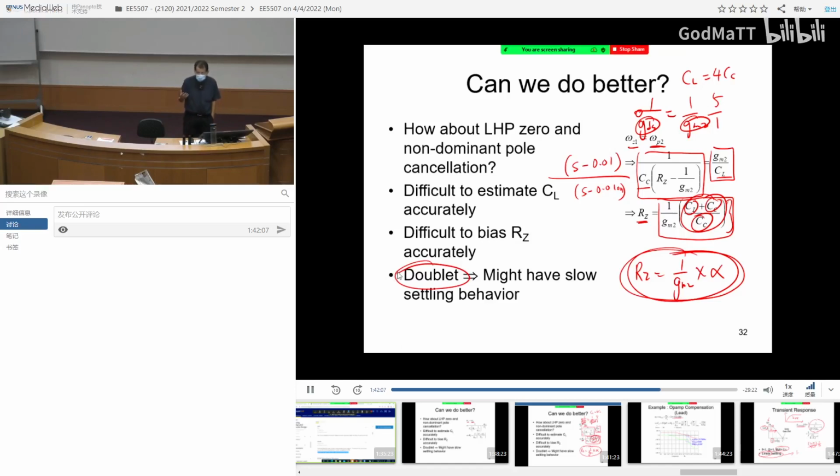And think about that. The whole thing about compensation is to make sure the capacitor can be lowered, the bandwidth can be widened. The reason we want to widen the bandwidth is because we want it to settle faster. But the existence of doublet works exactly against it. If you are able to remove everything perfectly, there is no doublet, you get the settling behavior that you want, very fast. But if there is a doublet, the system can actually settle very slowly.